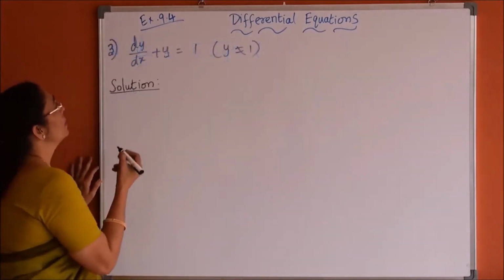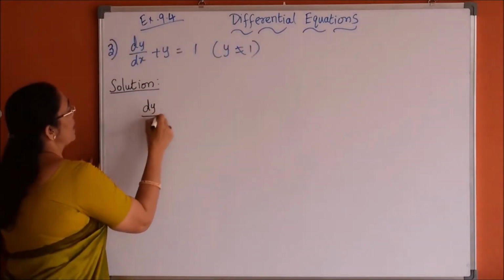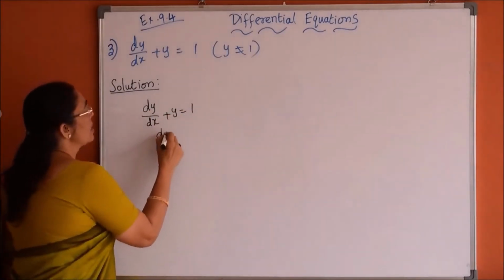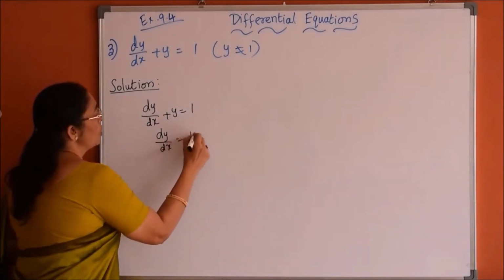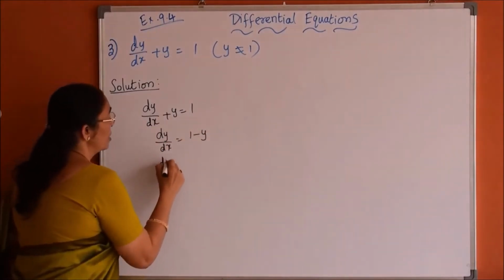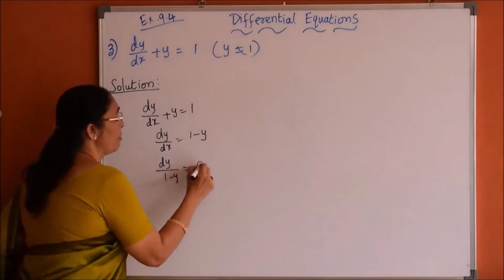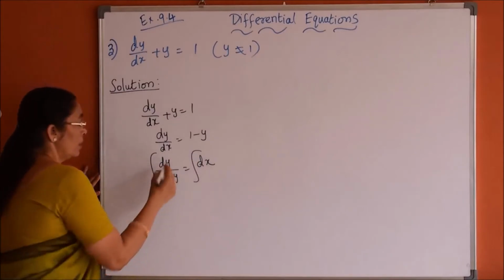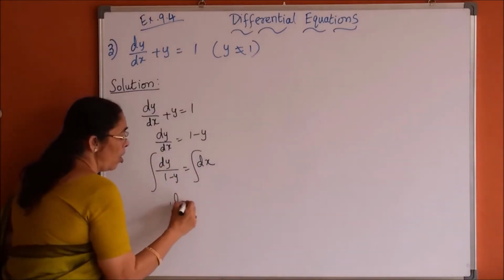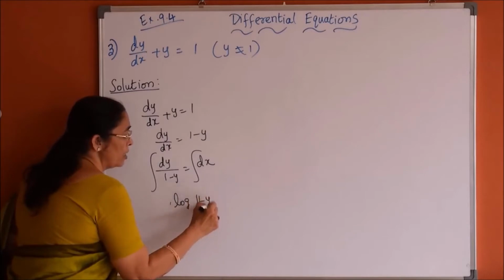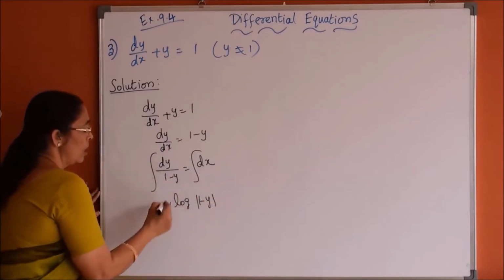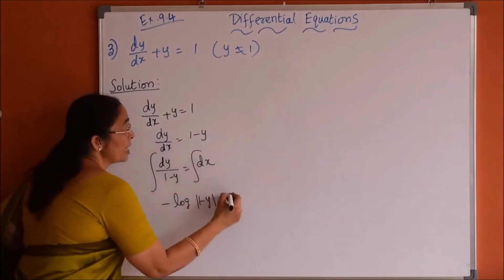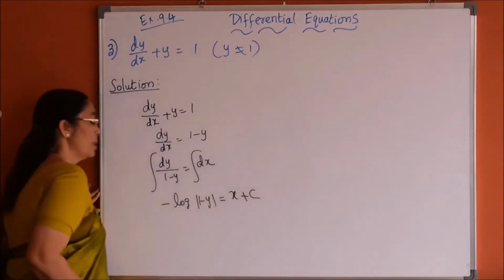Third problem: dy by dx plus y is equal to 1. This can be written as dy by dx is equal to 1 minus y, or dy by (1 minus y) is equal to dx. Integrating on both sides, dy by (1 minus y) is log mod of 1 minus y by minus 1, or into minus 1. Here, minus log mod 1 minus y is equal to integration of dx, which is x plus c.